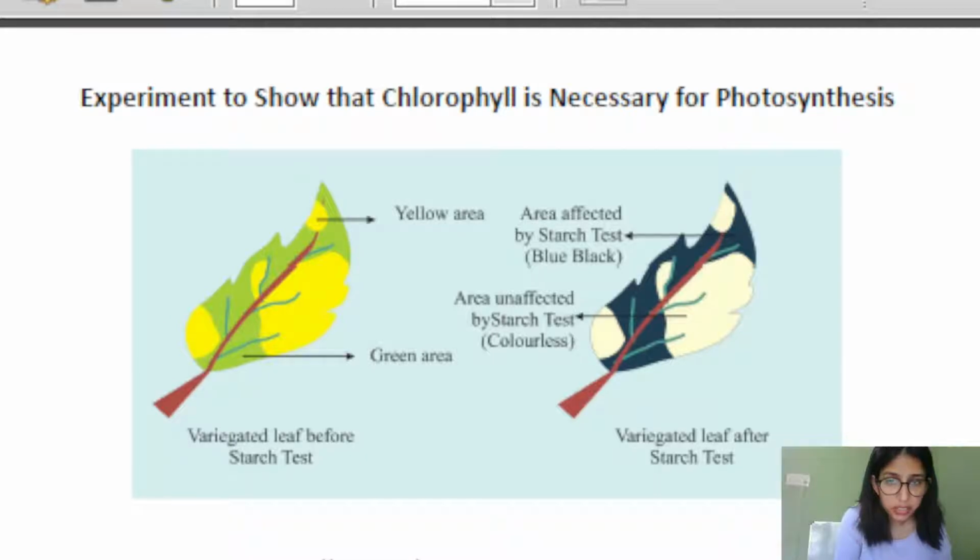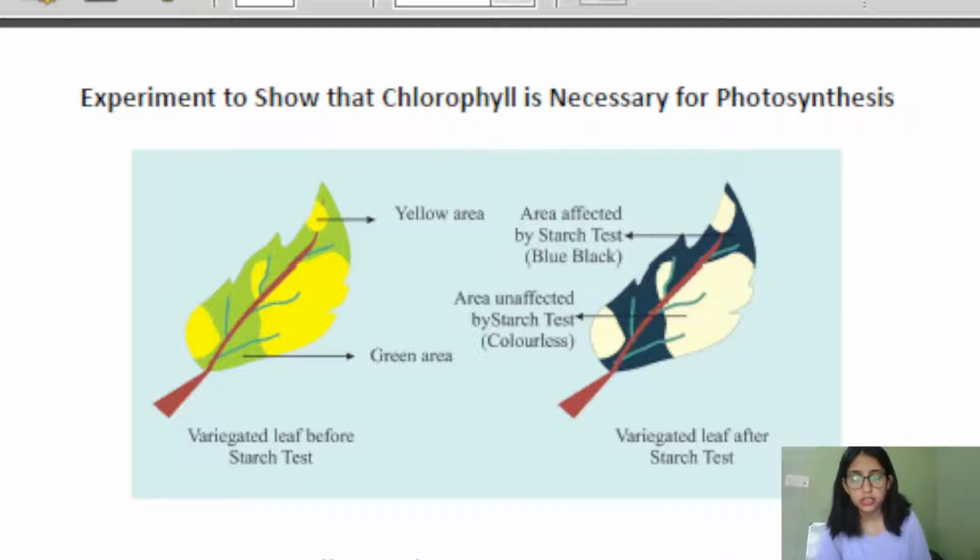The area unaffected by the starch test, that is the area which did not have chlorophyll pigment in it, means that for the photosynthesis process to happen, the leaf needs to have the chlorophyll pigment in it, because it helps in the process of photosynthesis, trapping of light, basically. And the area that was normal, which is here, the blue color, has starch in it, because glucose, or we can say sugars, are formed as a result of the process of photosynthesis. The equation you must remember. So this is all about the experiment that shows that chlorophyll is also necessary for photosynthesis.